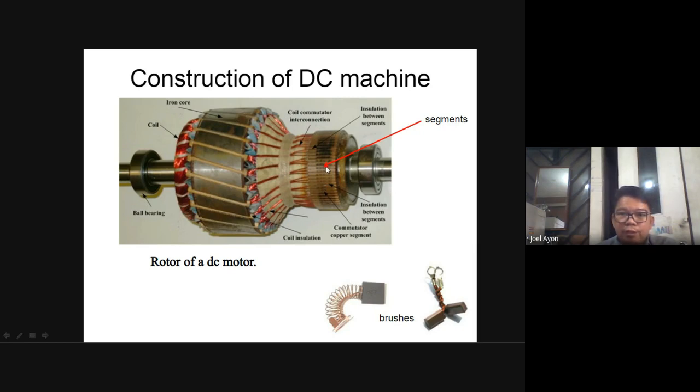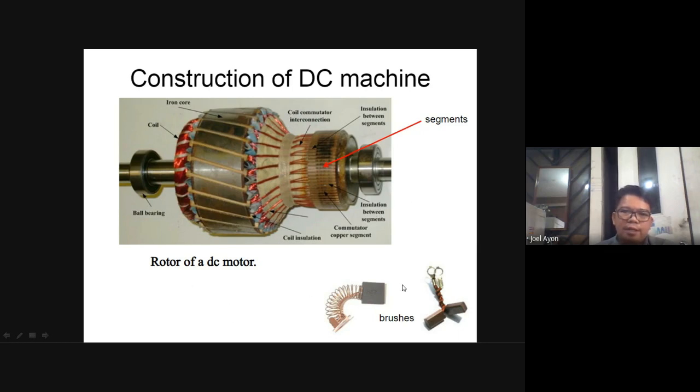If there is no insulator in between these copper segments, it will become a short circuit. What is the effect of a short circuit? The motor will still turn, but slowly. And the coil will also burn. It will burn the magnetic coil here in the armature. So this is the exploded view, or these are the parts of the armature.